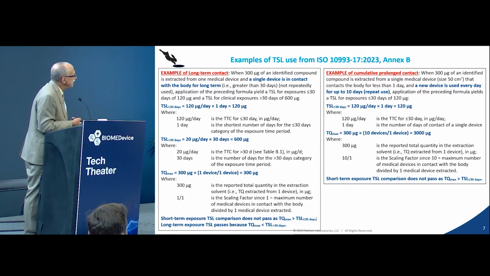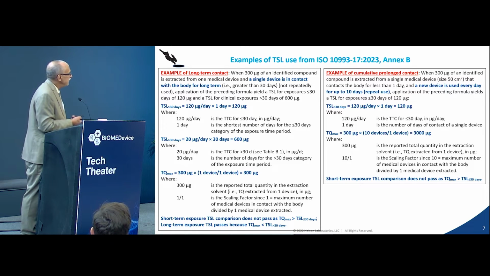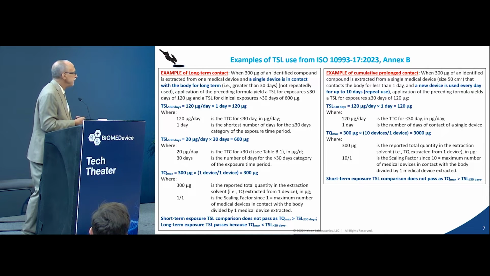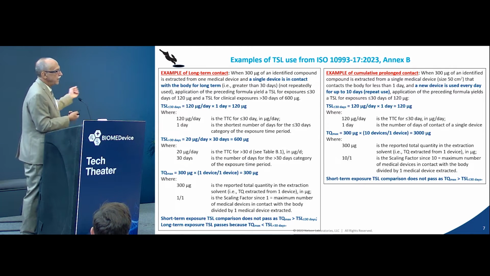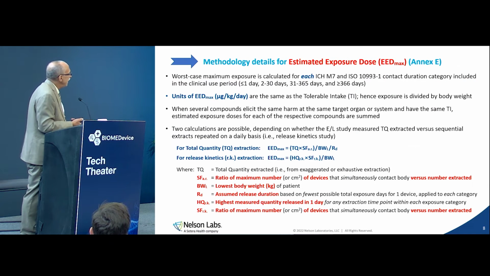The example on the right is a cumulative prolonged contact device, also detected 300 micrograms from your chemistry test. A new device, though, is used every day for up to 10 days. Essentially, because this is a cumulative exposure comparison metric, you have to multiply your 300 micrograms found in testing one device by 10 and compare that to the TSL of 120. And again, this indicates you can't screen it out. You have to do a full literature search of that particular chemical.